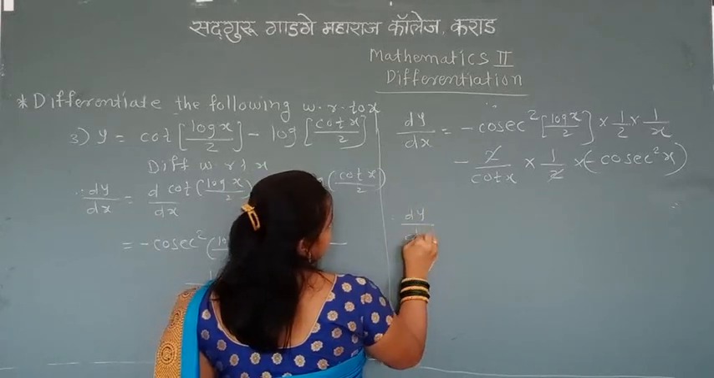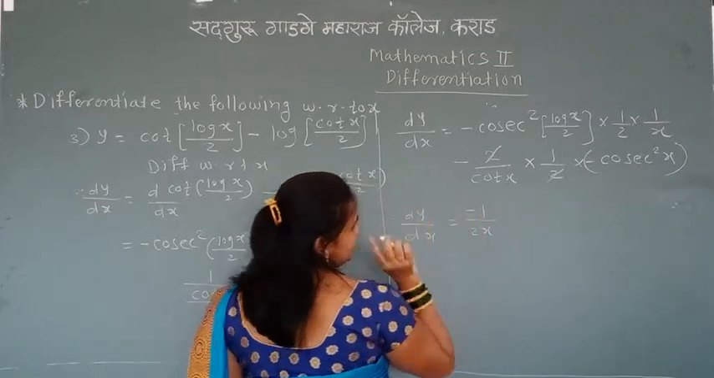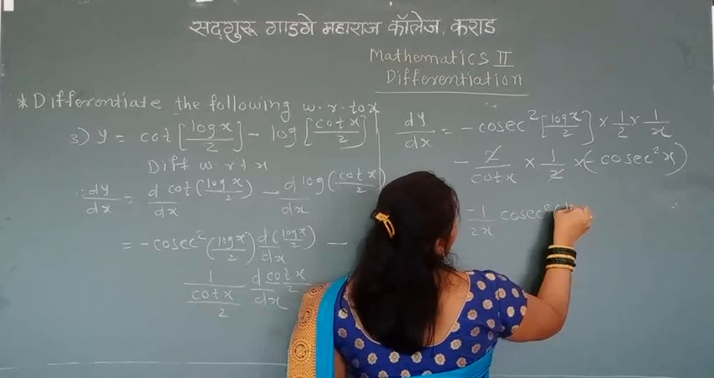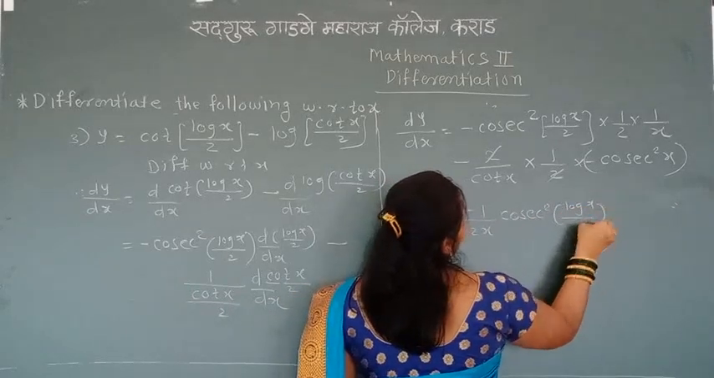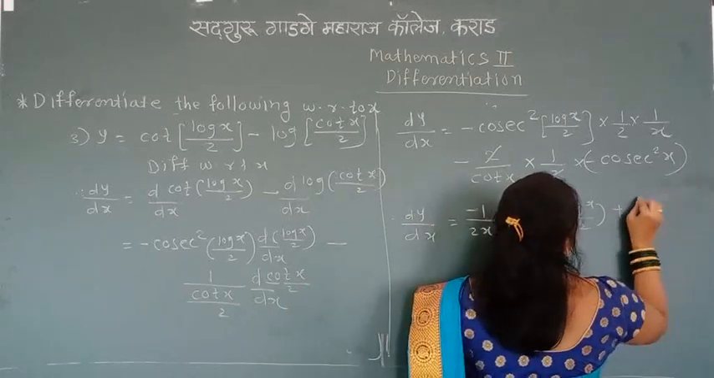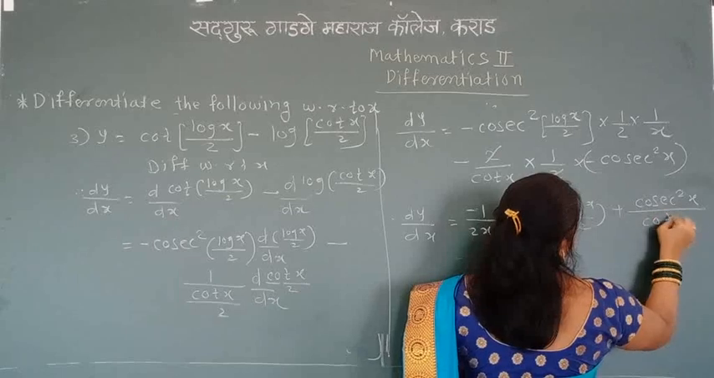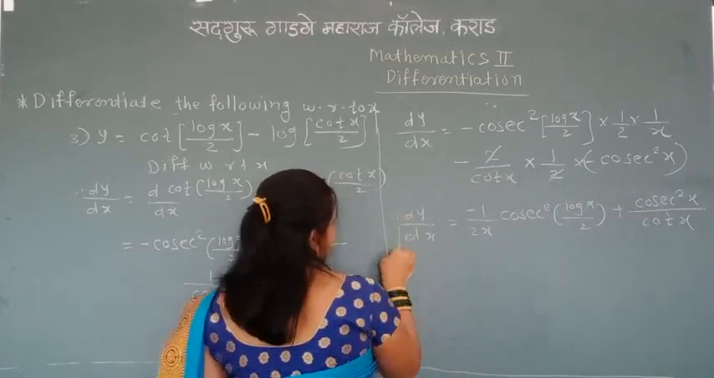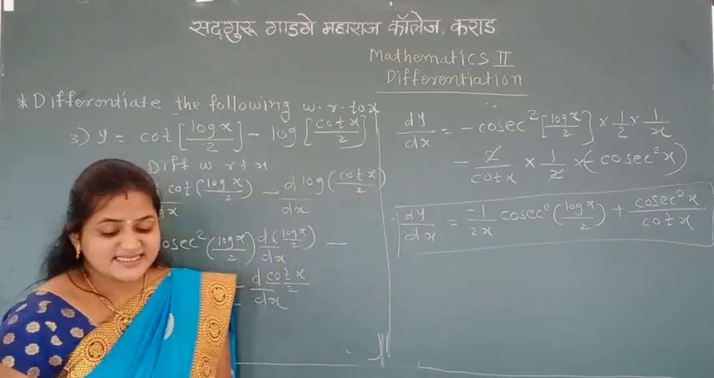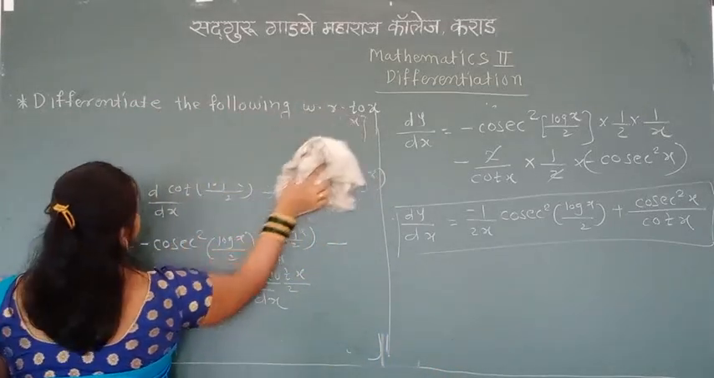dy/dx is equal to 1 by 2x, minus, because of this minus sign, cosec squared of log x upon 2; minus minus becomes plus. So plus cosec squared x upon cot x. So this is your final answer. I hope you understand. Now we write the next example.